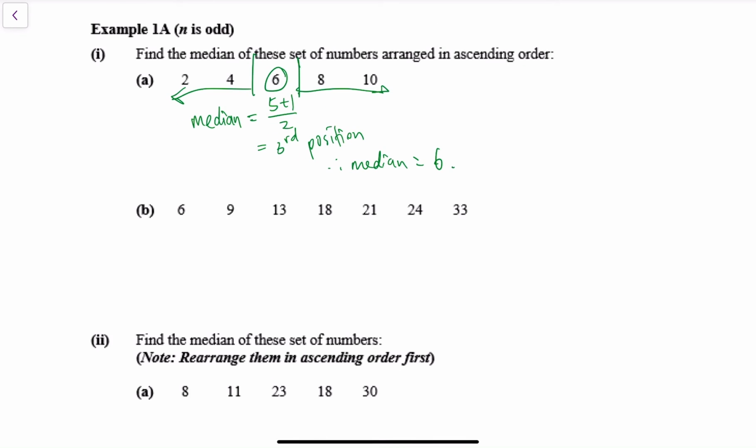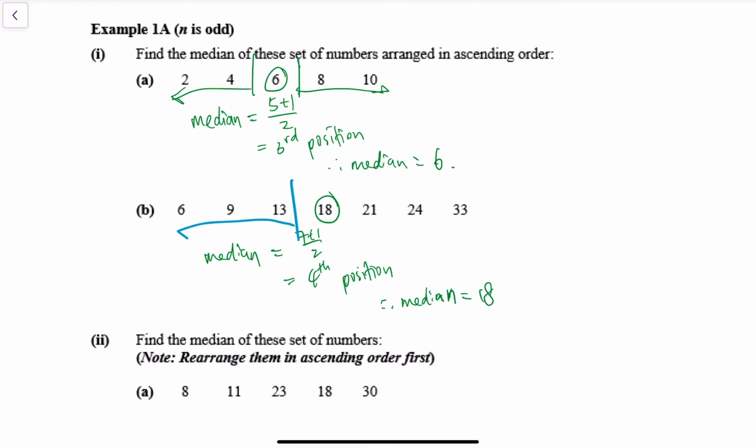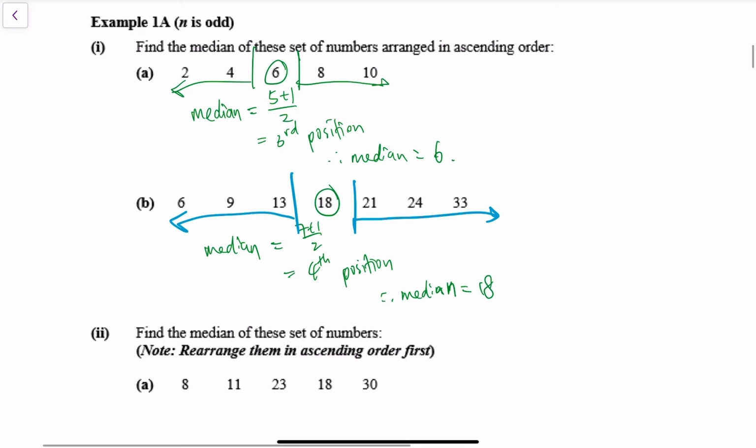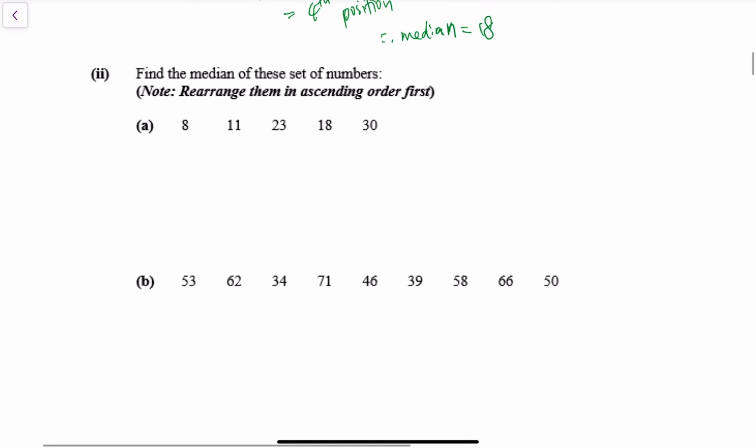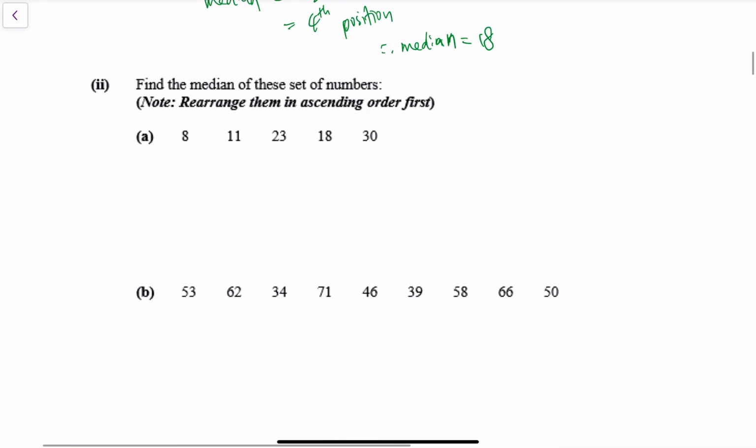Next, 1, 2, 3, 4, 5, 6, 7. So my median equals 7 plus 1 divided by 2. It will be the number in the 4th position. So therefore my median is equal to 18. Then you count. Left side how many? Right side how many? They must be equal. And do part 2 by yourself. Next video, I'll review the answer for this as well as continue with the questions. Okay?